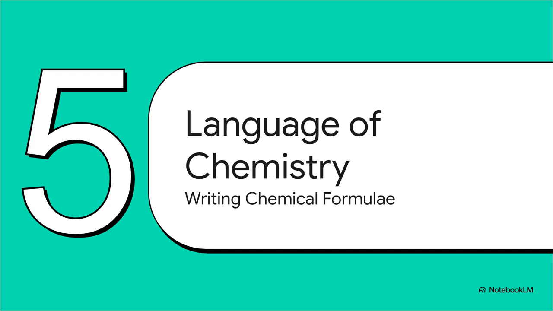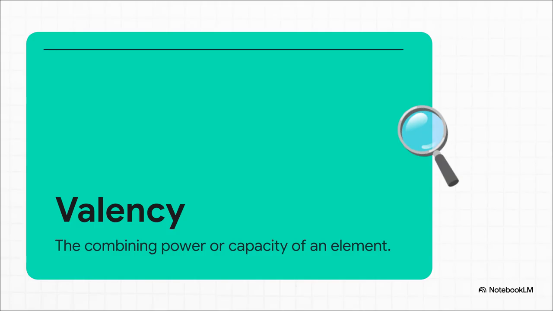Okay, so we've met the particles, atoms, molecules, and ions. Now let's learn how to write about them. It's like learning the grammar for the language of chemistry, which is written in chemical formula. The most important concept for writing formulae is valency. Simply put, it's the combining capacity of an element.